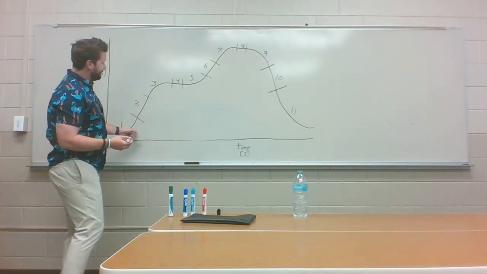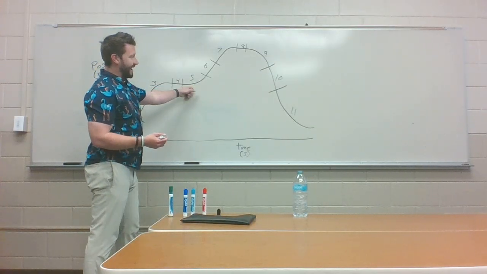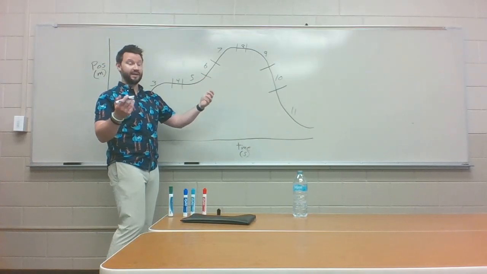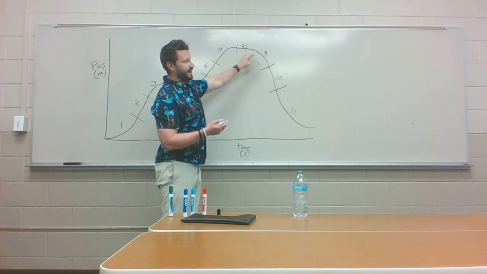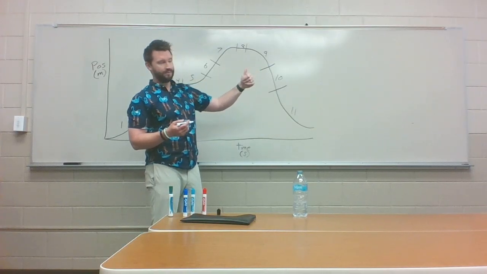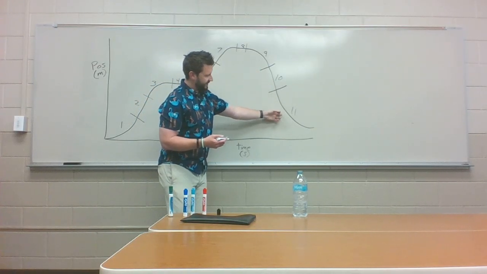So again, you still have, just like lines 1 and 5, the line getting steeper, picking up speed, but at number 9, it's just going down instead of up. Same with number 10, and same with number 11.